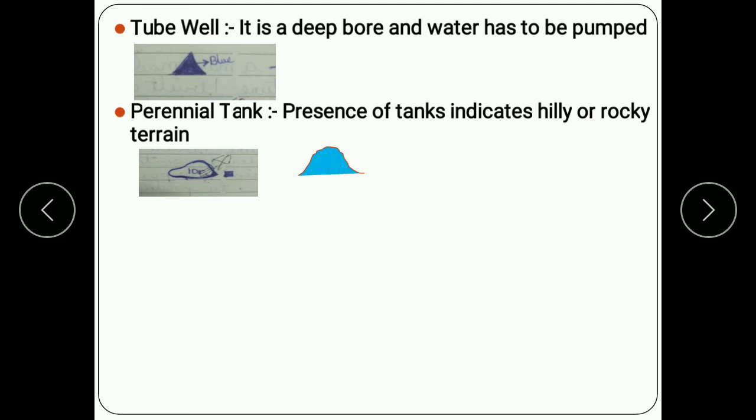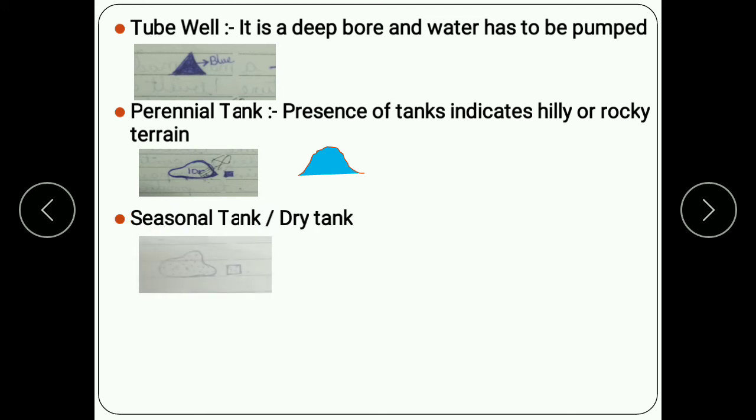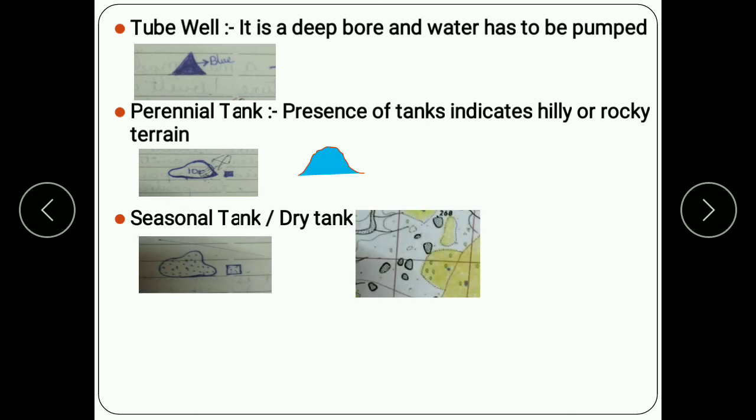Next, seasonal tank or dry tank. Seasonal tanks or dry tanks you will find everywhere on the topographical map. That is shown like this: a black outline dotted inside the tank.